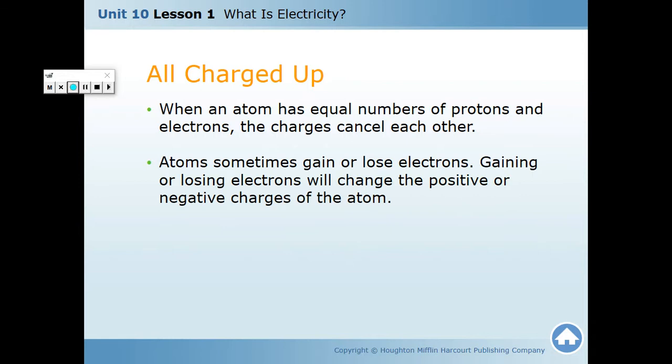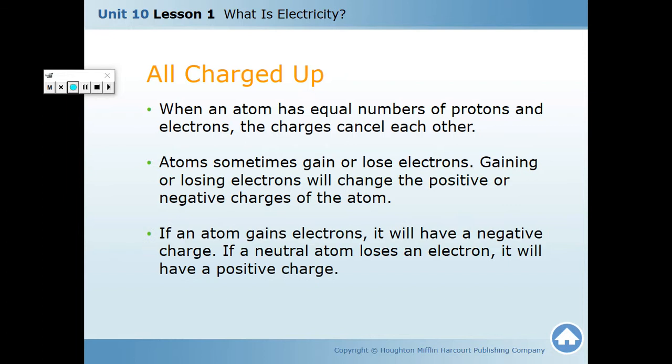Atoms sometimes gain or lose electrons. Gaining or losing electrons will change the positive or negative charges of the atom. If an atom gains electrons, it will have a negative charge. If a neutral atom loses an electron, it will have a positive charge.